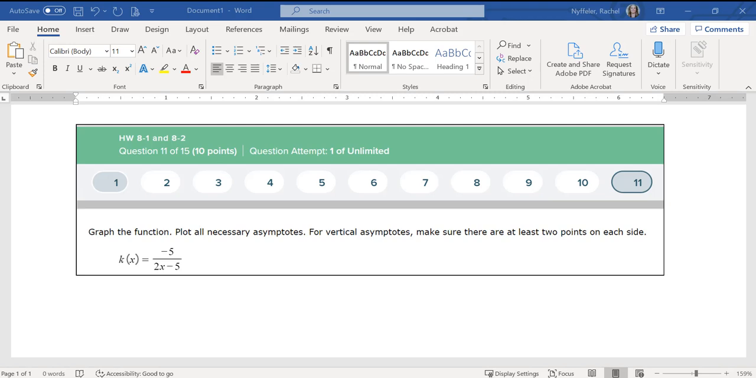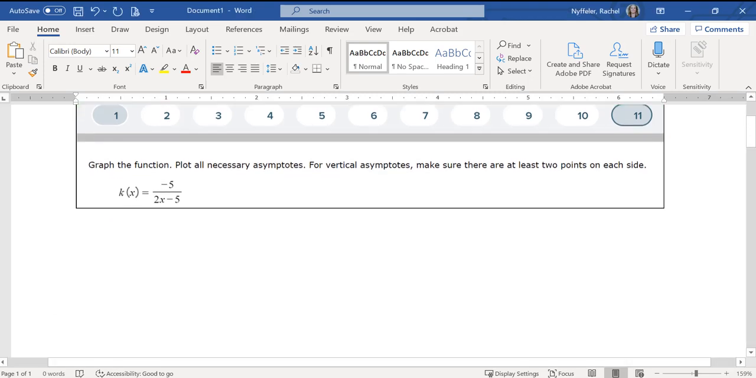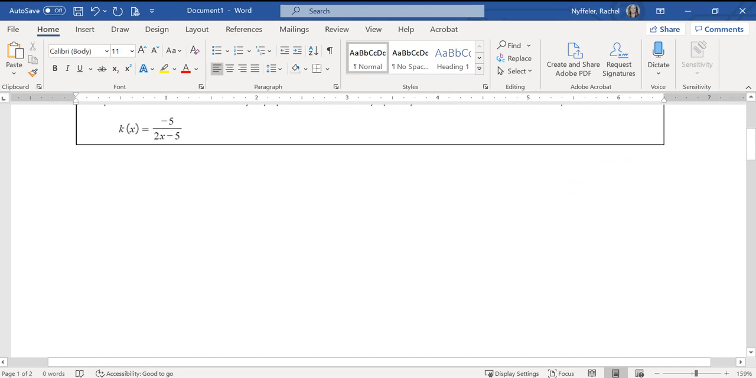The question says to graph the function, plot all necessary asymptotes, and then for vertical asymptotes, make sure there's at least 2 points on each side. The function is k of x equals -5 over 2x minus 5.